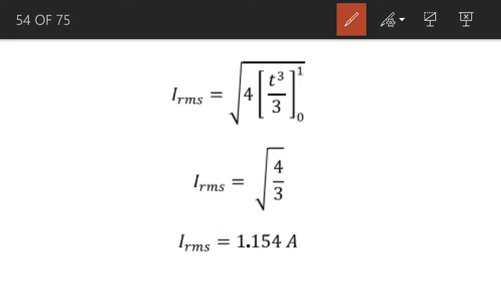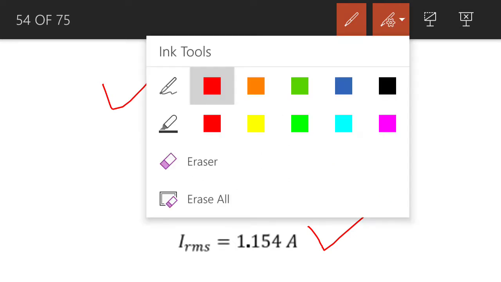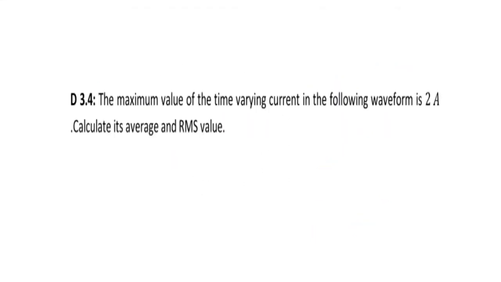If we integrate the right hand side, the root mean square value of the time varying current will be equal to under root 4 into t cube by 3. The limits are 0 and 1. And if we simplify this equation, we get under root 4 by 3. So the root mean square value of the time varying current is 1.154. This was the second example.